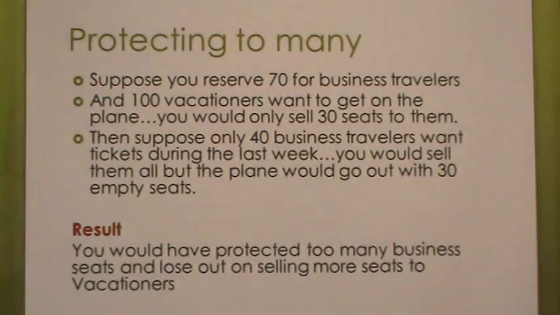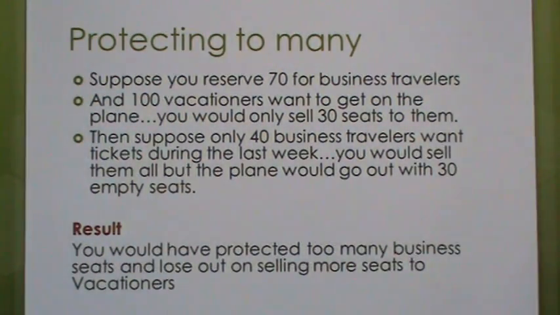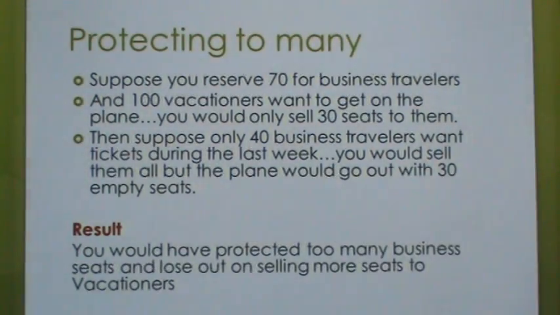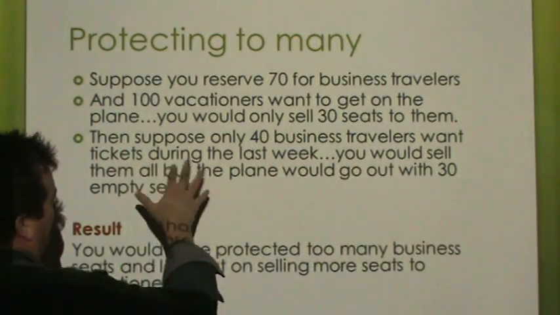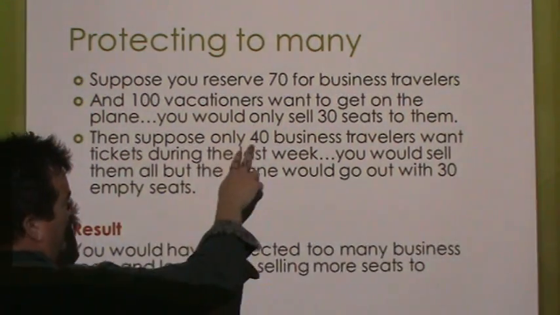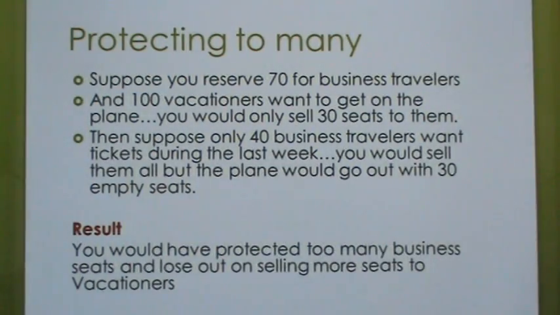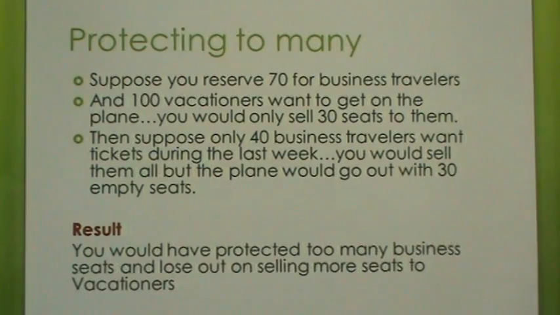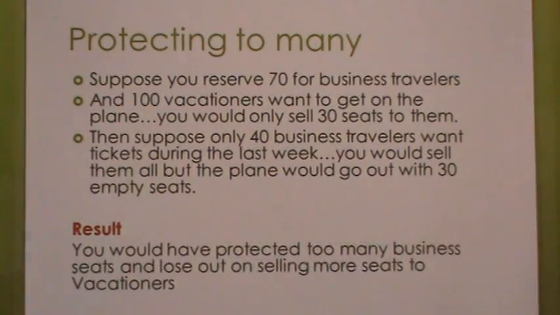Okay, so we could have a situation where we protect too many seats. Let's say, for example, suppose we reserve 70 seats for business travelers, and then 100 vacationers show up and want seats. Well, we would sell 30 seats to them, and then let's say after that, within 7 days before the flight, we only have 40 business travelers show up. Well, we would sell all 40 seats, and then we're going to end up having 30 empty seats as the plane goes out.